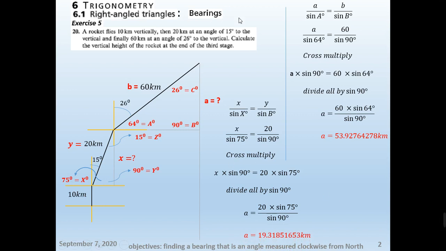Now, if we want to calculate the vertical height, the total, so from here to here is 15.3, and to carry on from here to here, this is equal to 19.3, and we know that this one is 10. So to find the vertical height, if we add the 3 vertical heights, we're going to end up with 83.2 kilometer, and this is again correct to 3 significant figures.